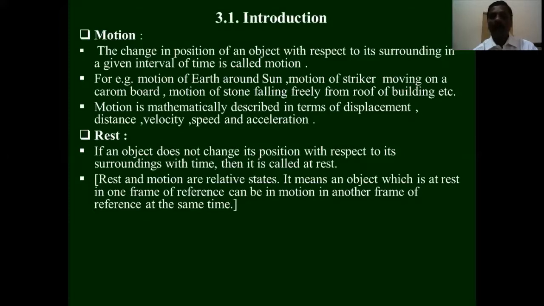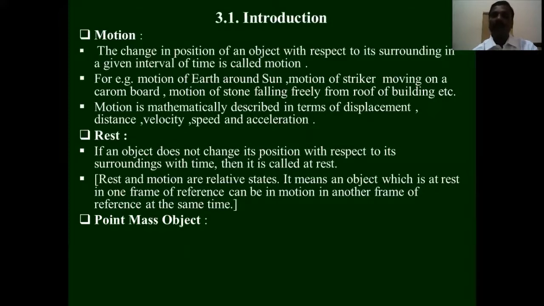Okay. If we consider the observer outside the car, which is observing the moving car, then the observer says the car is in motion. So the observer is considered here as the frame of reference. Okay. So you will get like this, that rest position or the motion of an object, these are the relative states. Now here you will find one concept, that is a point mass object.